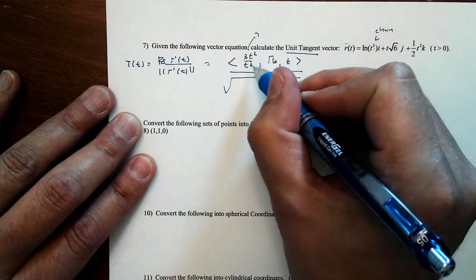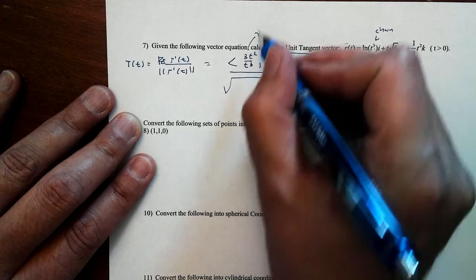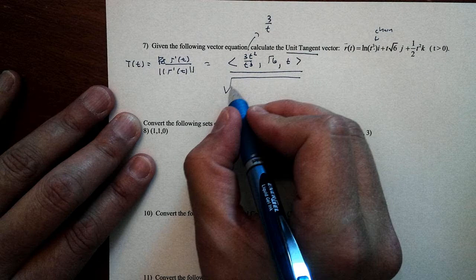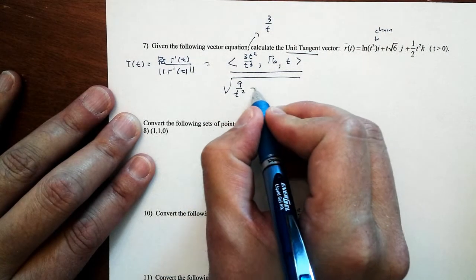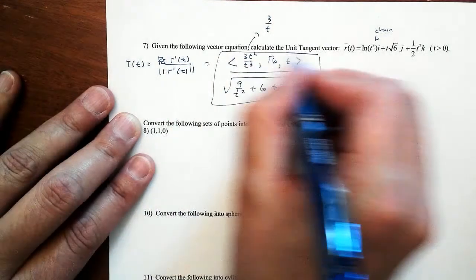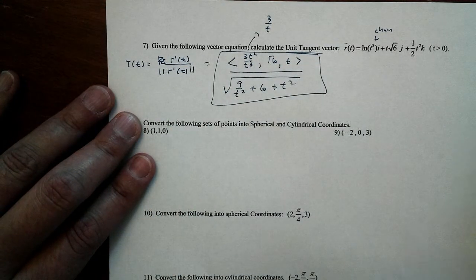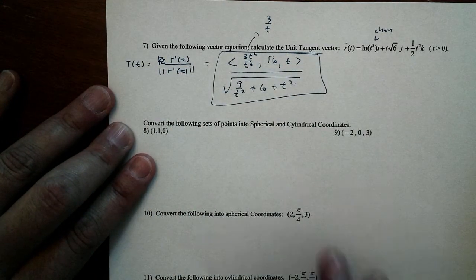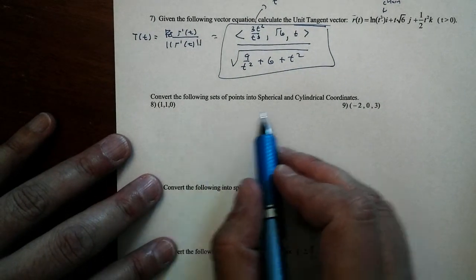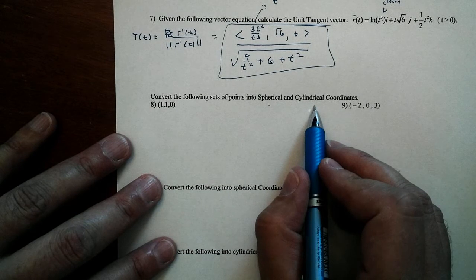I can simplify the top up over here. This is just 3 over t. So when I square that, that's just 9 over t squared plus 6 plus t squared. And we can leave that alone in terms of our unit tangent vector. Alright, so for the next few, we want to convert the points into spherical and cylindrical coordinates.